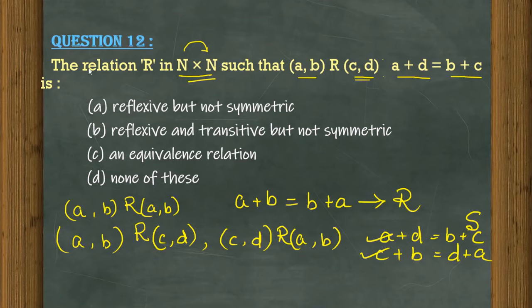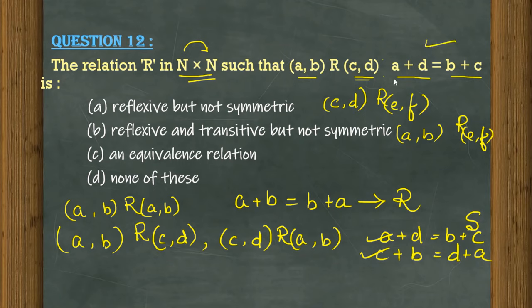And last one is transitivity. In the transitive case, we have to take three pairs, that is (a, b), (c, d) and (e, f). That means if (a, b) is in relation with (c, d) and (c, d) is in relation with (e, f), then (a, b) must be in relation with (e, f). So in the first case, this option is correct. For the second case, c plus f equals d plus e. And what we have to prove? a plus f equals b plus e.